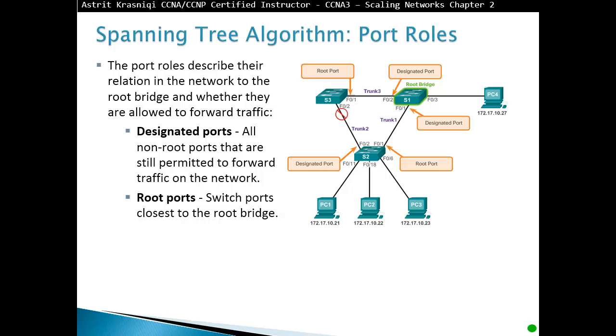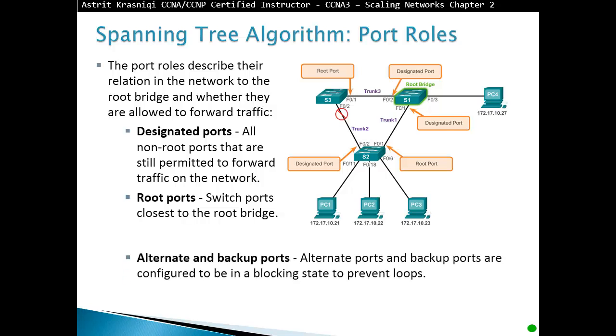Root ports are switch ports closest to the root bridge. So for example, this is going to be the root port because that's the closest towards the root bridge. Any information I'm going to send to the root bridge, something like topology has changed, I need to notify my root bridge, and that's going to be the fastest port towards the root bridge.